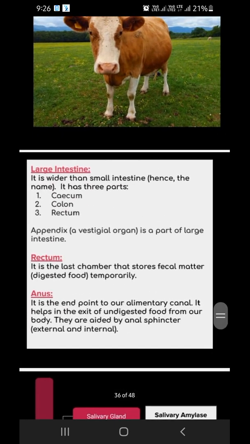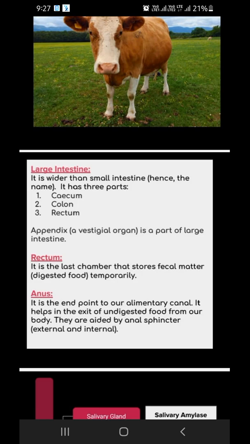Large intestine: it is wider than the small intestine, hence the name. The small intestine in humans is 6 meters long, and the large intestine is 1.5 to 1.8 meters long, and it is 4 to 6 centimeters in diameter. I'm talking about the large intestine. It also has three parts: cecum, colon, and rectum.